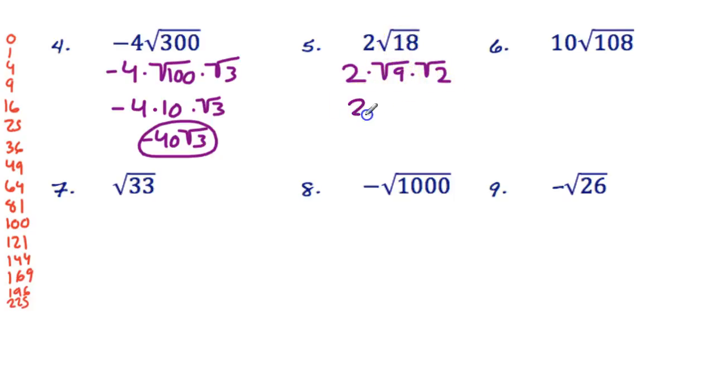All right, 9 times 2 is 18. This simplifies to 2 times this. Nope, I did it again. 2 times what's the square root of 9 is just 3. And this one stays in the radical, like that. And then 2 times 3 is 6.